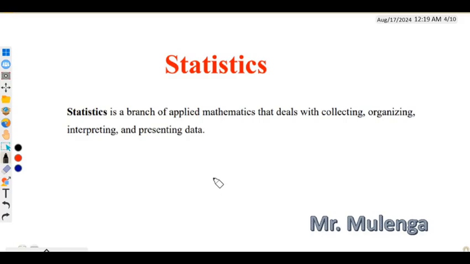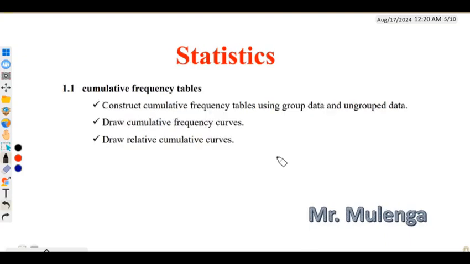Apart from that, statistics also helps us in critical thinking and problem solving. So all in all, we are saying statistics is able to provide a structured approach to understanding the world around us, making it an indispensable tool in almost every field. So this topic is something that is very important. Okay, so let us now look at our first part.